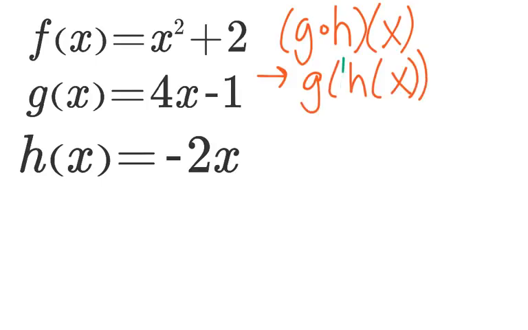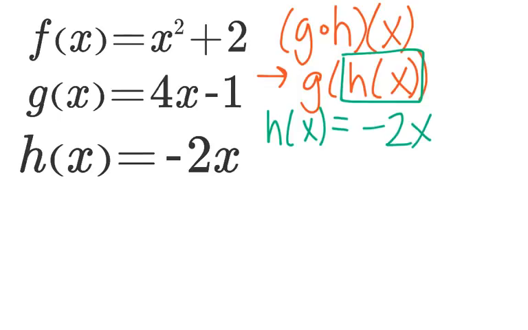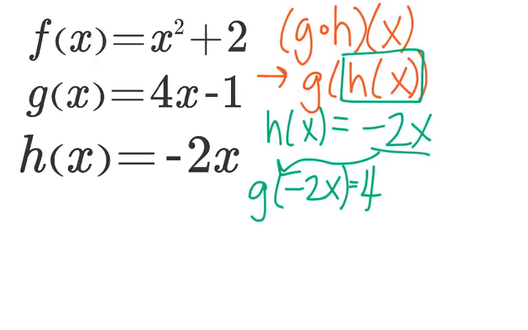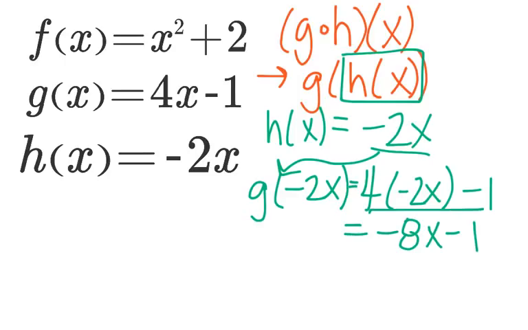So again, find what's on the inside first, because then that answer is going to get plugged into the next function. So in this case, there's not really much I can do. H of x is just going to stay who it is because there's nothing to plug in. So now I take this answer and I plug it into g. So I'm putting -2x where the x is in the function and just simplifying. So that's going to give me -8x minus 1. And so that would be the answer to the full composition.